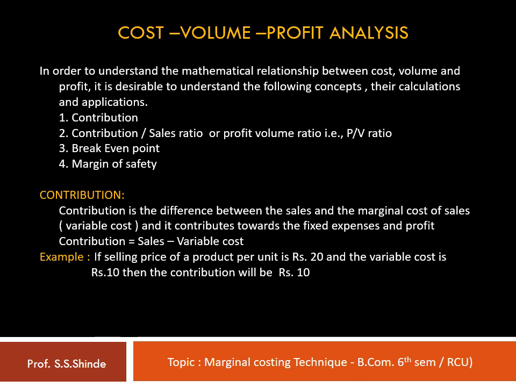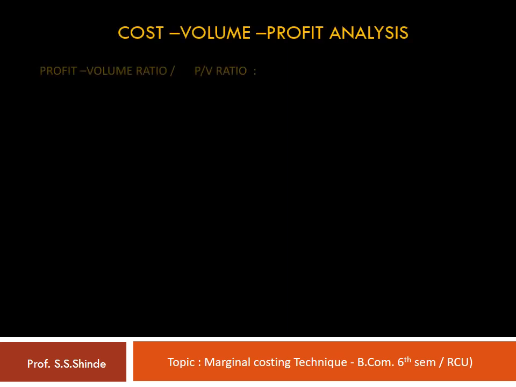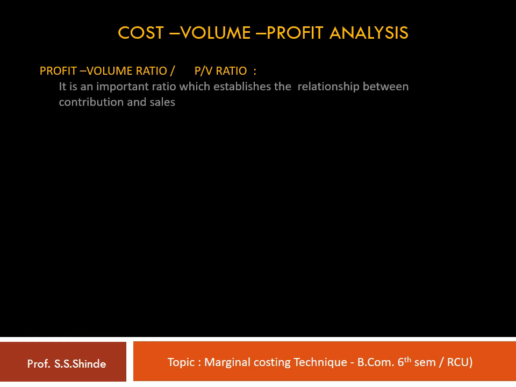Now let's take an example to understand how we arrive at this contribution. Say, for example, if the selling price of a product per unit is rupees 20 and the variable cost is rupees 10, then the contribution will be rupees 10. That is sales minus variable cost is equal to contribution. That is 20 minus 10, that's equal to rupees 10. The next concept is the profit volume ratio or the PV ratio. It's an important ratio which establishes the relationship between contribution and sales.